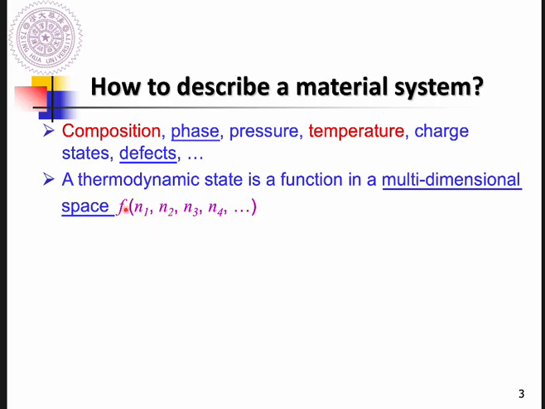That includes N1, N2, N3, N4, which can be the composition, temperature, phase, pressure, and so on. So actually F is a thermodynamic state. We always use multi-dimensional different parameters to describe a material system, which is usually defined by the thermodynamic state.